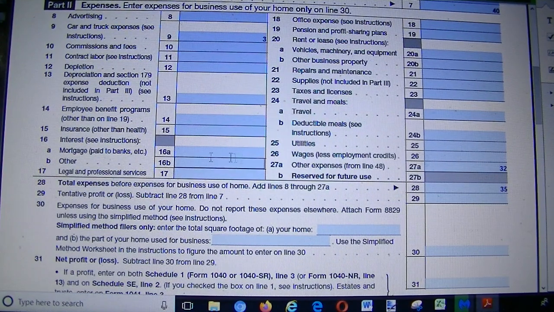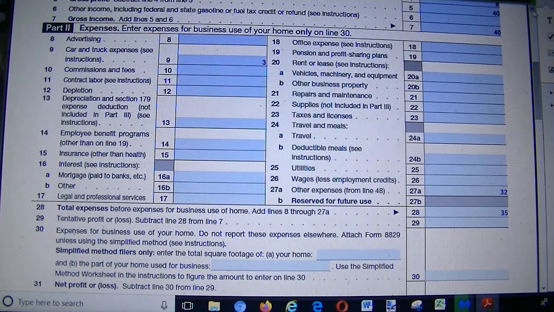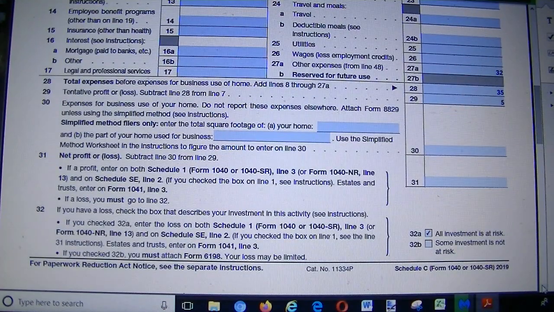So tentative profit or loss. Subtract line 28 from line 7. Line 7 has 40. So 40 minus 35 is giving us 5 gross profits. Line 29, that's that 5. So line 30, expenses for business use of your home.